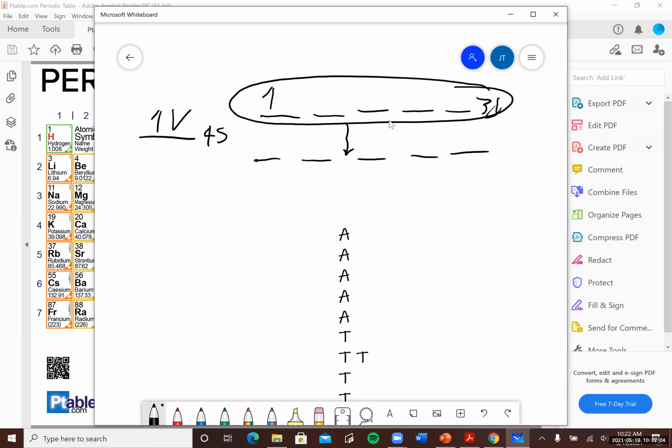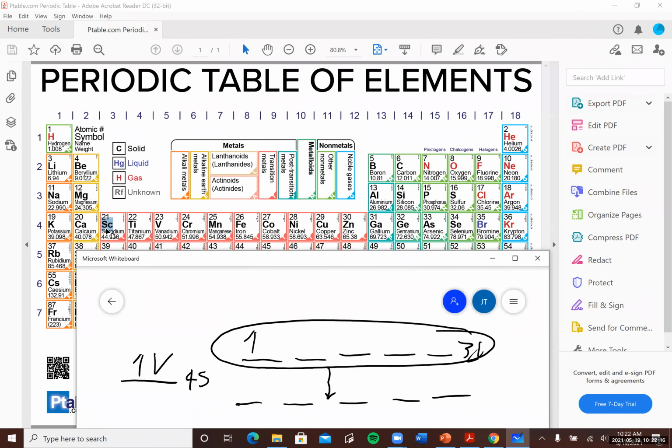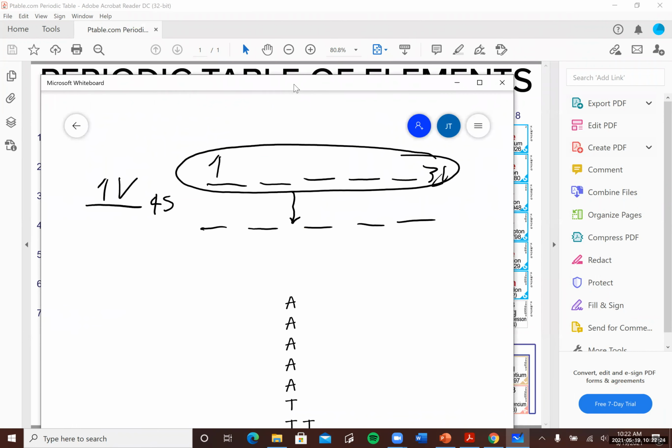Okay? So if I do cobalt, go back here and take a look at cobalt. Cobalt has 1, 2, 3, 4, 5, 6, 7 electrons in that electronic structure. So I got 1, 2, 3, 4, 5, 6, 7.